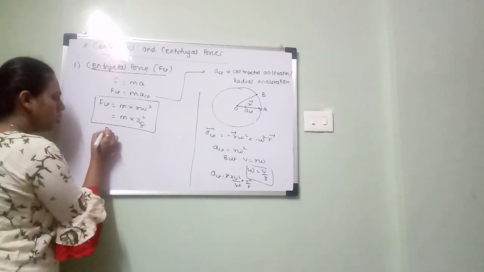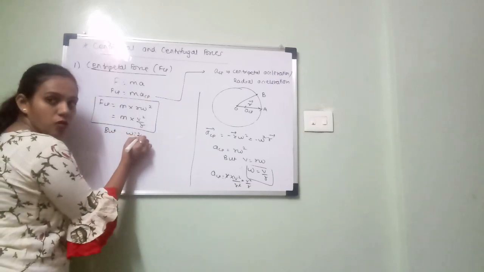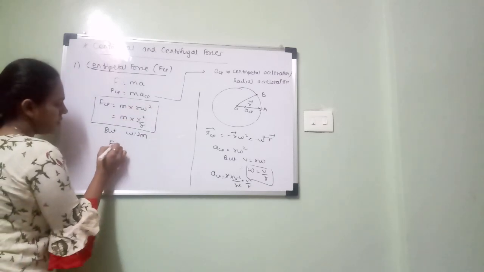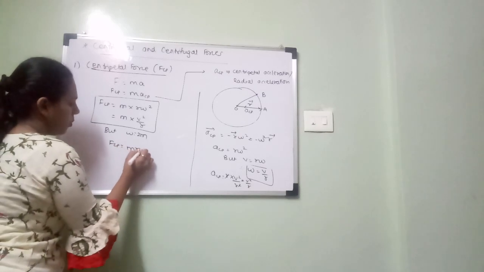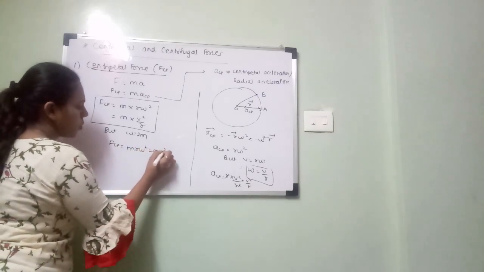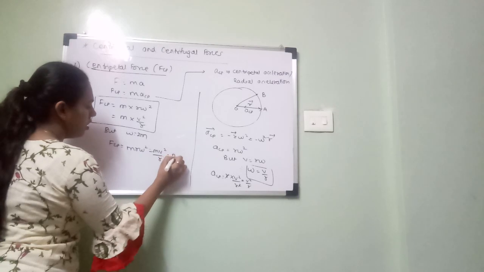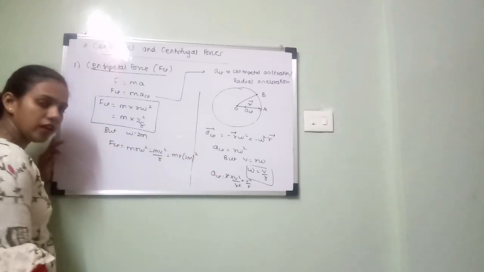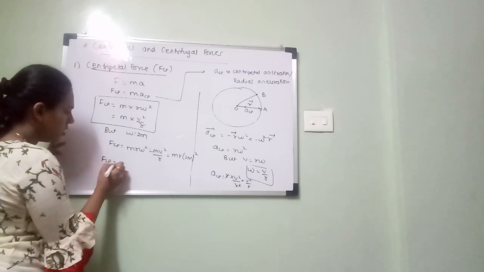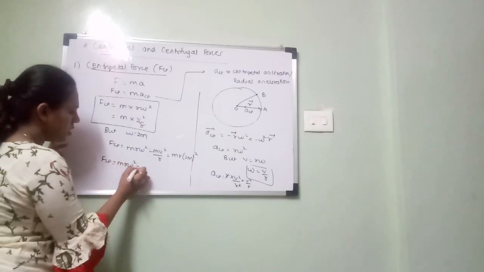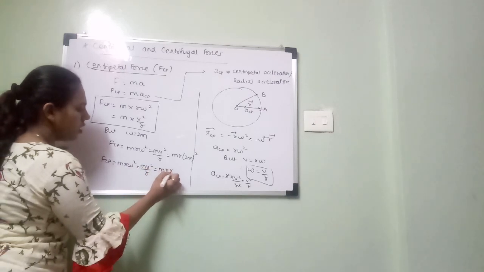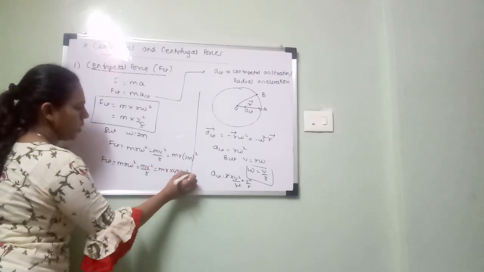Again you can substitute, but omega is equal to 2 pi n. So you can write FCP is equal to m r omega square, or m v square upon r, or m r into 2 pi n whole square, or m r into 4 pi square n square.